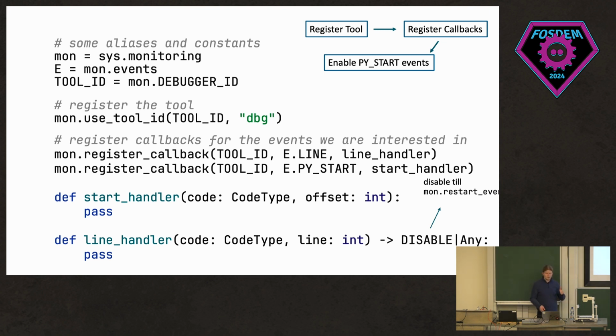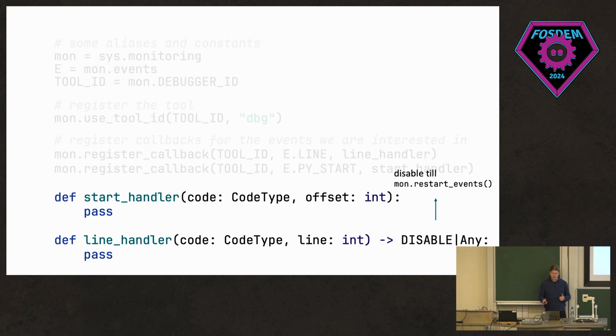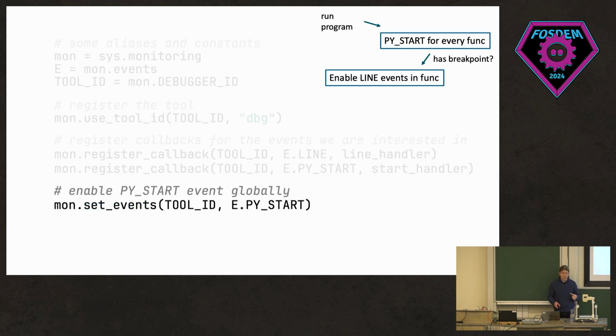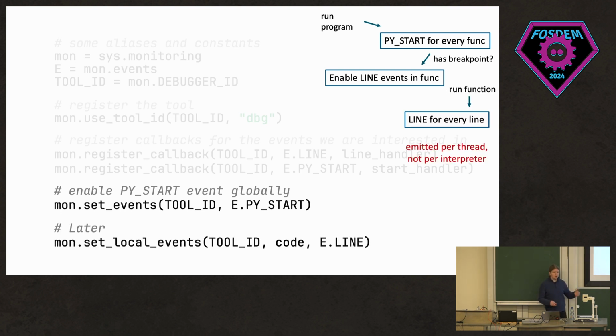And the cool thing is here we can return from this, as you see at the bottom, the line handler can also return either DISABLE or any other value. And when we return DISABLE, it's disabled all the time for this specific line, and that's useful for coverage, so we can also make coverage testing easier. So yes, we enable the start events, and that's fine. Then we run our program, we get a start event for every function that we call, and every time we ask, hey, do we have a breakpoint in this function? If yes, we enable the line events, but only specifically for this function. And then for every line we check it.